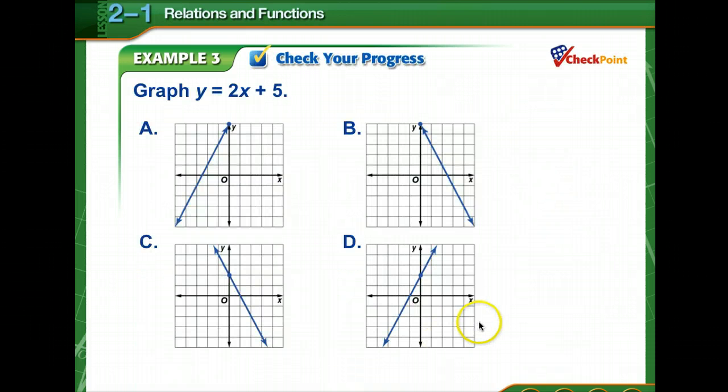Time to check your progress. If you were to graph this linear equation, which one of these would match? Awesome. This is where it crosses the y at a positive 5. 1, 2, 3, 4, 5. And our slope is a positive 2 over 1. So we could go down 2, left 1. Notice those are both negative directions, so a negative over a negative gives us positive. Down 2, left 1, it crosses again. Down 2, left 1, so this is the correct one.